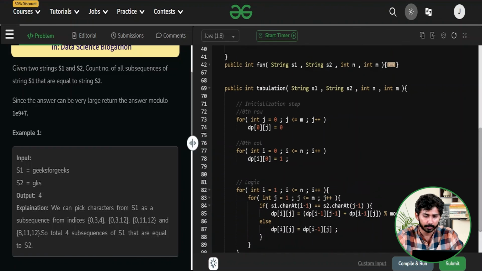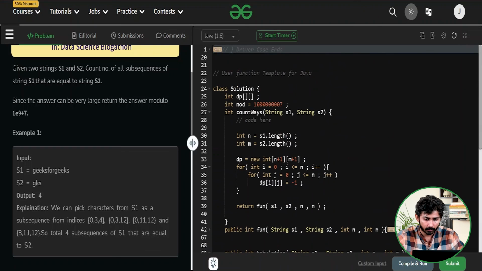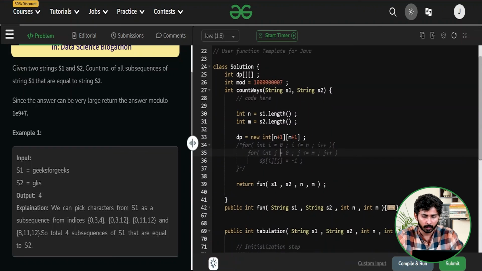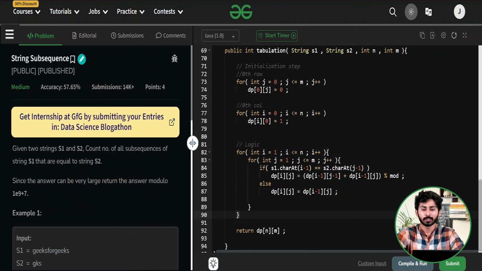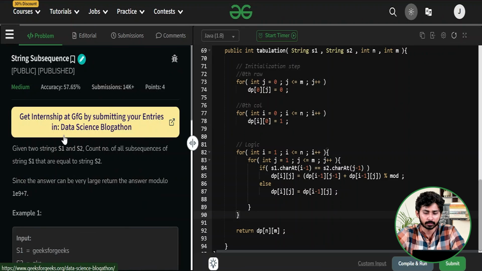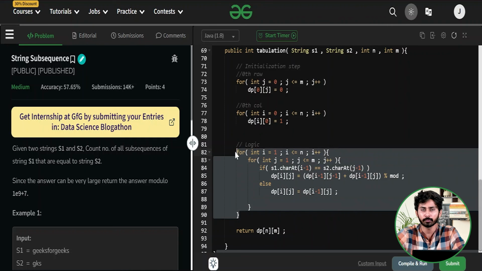Okay, now this tabulation will be used. So I will remove this initialization part that I have done over here, and I will call tabulation instead of that. So now let's try to submit this and see. And we can see that the problem has been successfully submitted. So this was the bottom up approach for our question, that is string subsequence. And if you look at the time and space complexity, the time complexity will be order of n into m, and the space basically order of n into m because of the dp array, but we have not used any recursion.